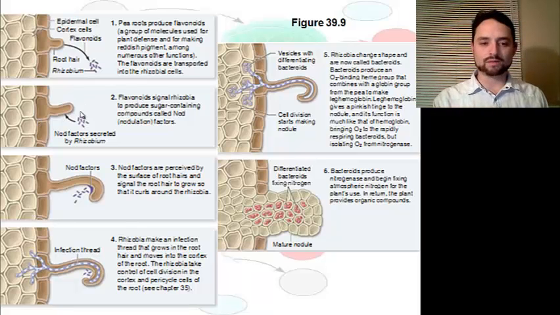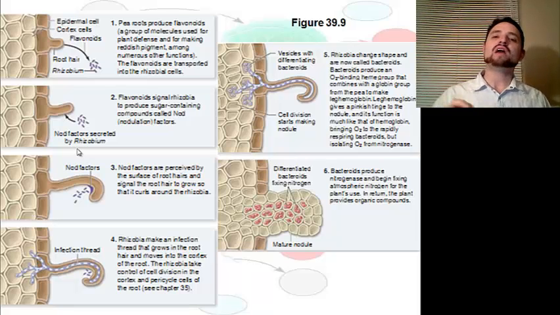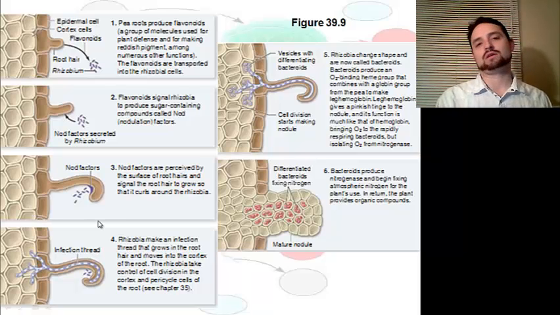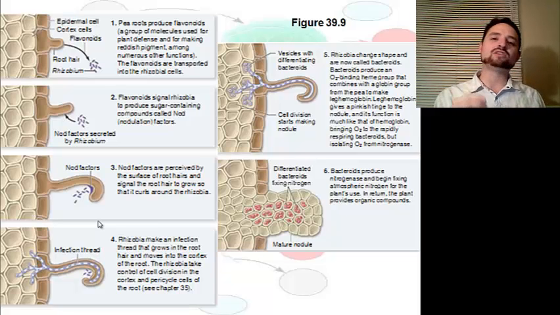So rhizobium will be out here in the soil. It will release what we call nod factors. Nod factors will be secreted by the rhizobium, and that will cause the root hair to, in essence, be mutated. Remember, the purpose of that root hair was to increase surface area so you could absorb more water. But the rhizobium will release nod factors that will cause this root hair to curl up. And when it curls up, it will be infected by the rhizobium.